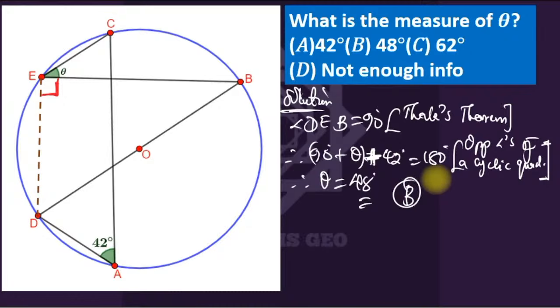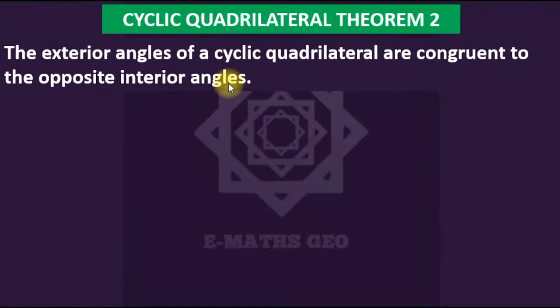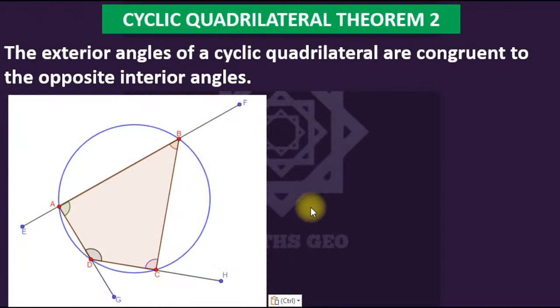So we use two theorems to solve this. Look at theorem 2. Under cyclic quadrilateral, it states that the exterior angle of a cyclic quadrilateral is congruent to the opposite interior angle. So let's use a diagram. So look at this diagram.